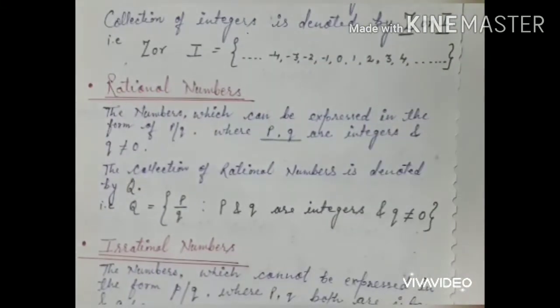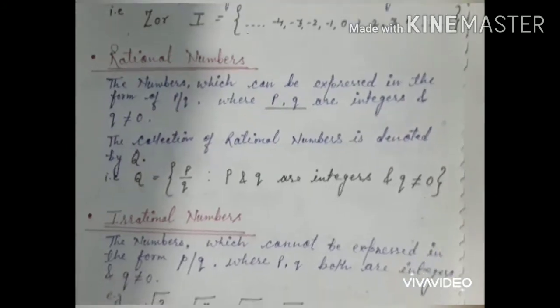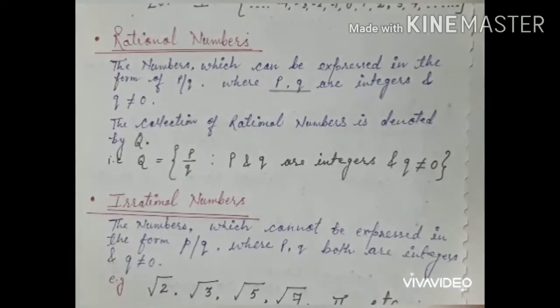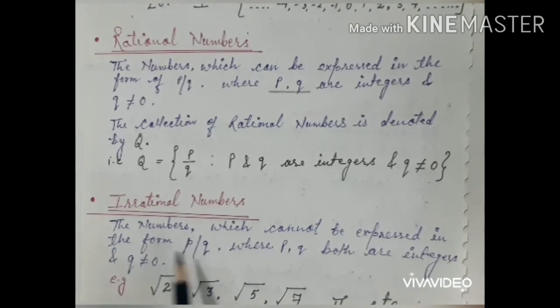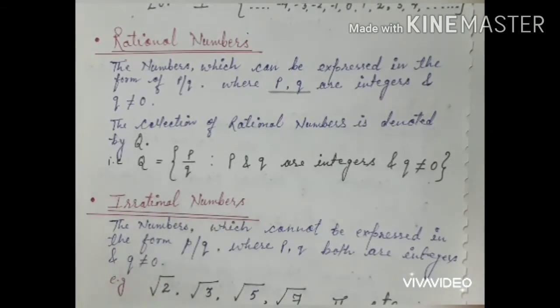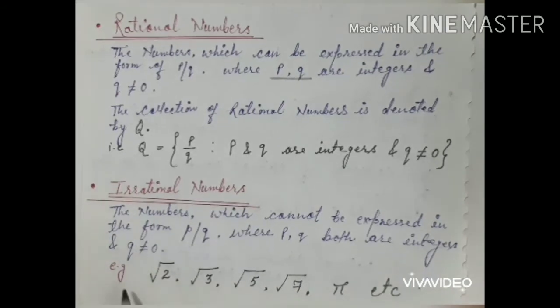And then at last, what is the irrational number? Those numbers which are not rational, that means which we can't express in the form of P upon Q, are known as irrational numbers. Some examples of irrational numbers are root 2, root 3, root 5, the root of any prime number, and pi. There are so many other examples. So these are your irrational numbers.